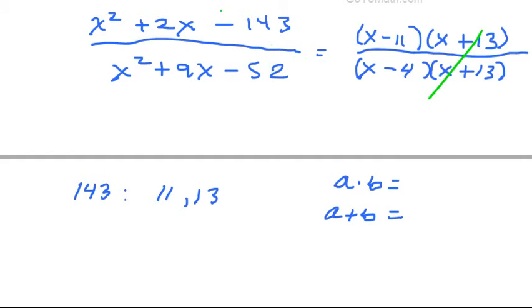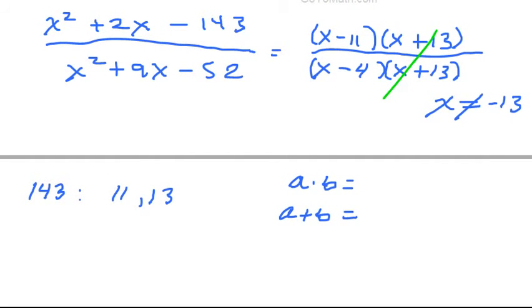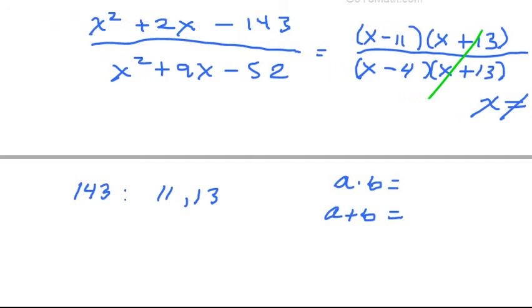Now, I've mentioned this before and I'll mention it again. These are not technically equal when we cancel these terms out. We would have to state that x cannot be equal to negative 13 here. All right, for this right here, if we stated x minus 11 over x minus 4, then we would have to state that x cannot be equal to negative 13. And I don't think you can see that, can you? There you go. x cannot be equal to negative 13.